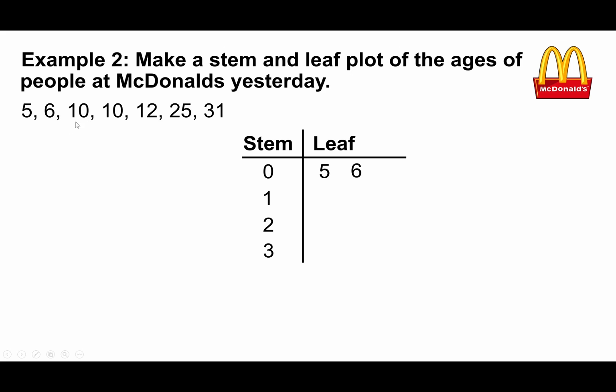Okay, let's take a look at the tens. I have a 10, 10, and 12. So that means I'm going to write a 0, 0, and a 2. For my 20-year-olds, I have a 25-year-old, so I'm going to write a 5 right here. And the last person, this is the oldest person there, 31. I'm going to write down a 1. Pretty easy. That's all you have to do.